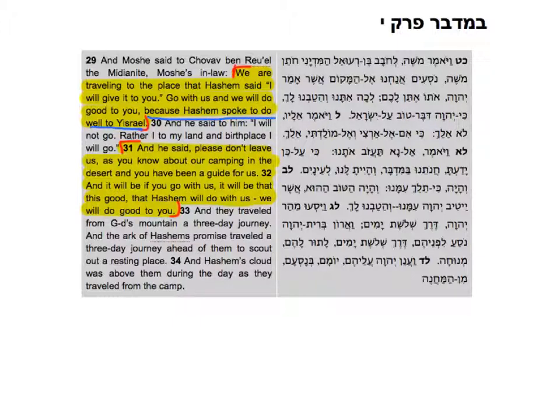Where is it here in the psukim? Ki Hashem diber tov al Yisrael. It's because of Bnei Yisrael that good things are going to happen to you, not because of you.